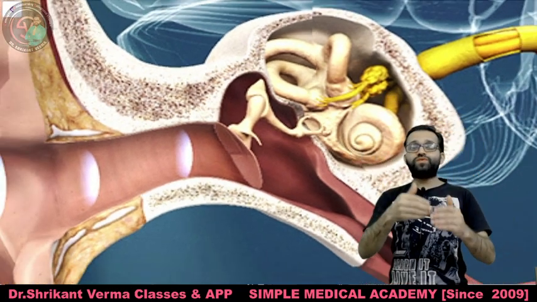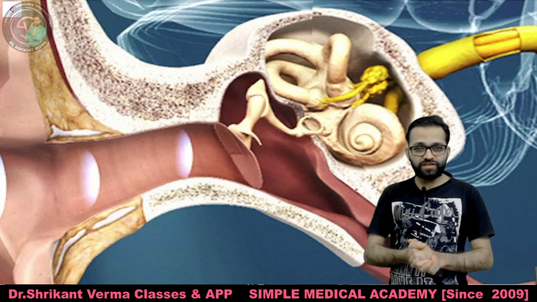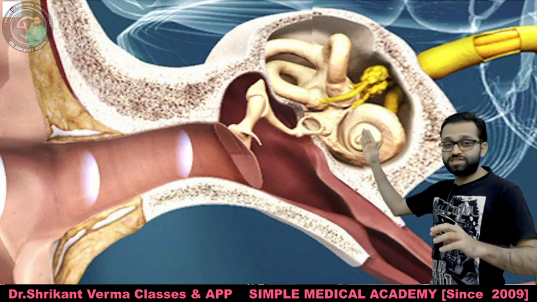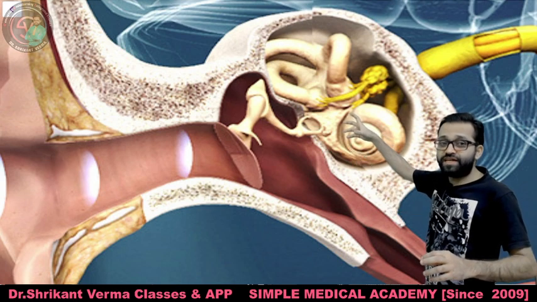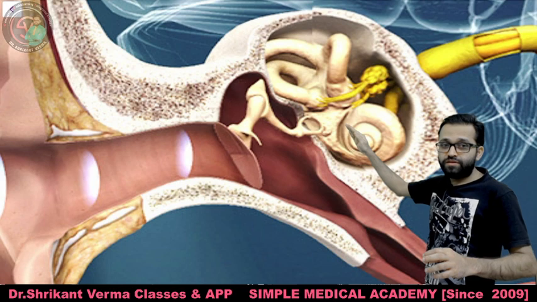The cochlear structure we have seen in the previous video. You can refer to that video. So what is happening? This stapes is vibrating, so our oval window is getting vibration. There is a to and fro movement.